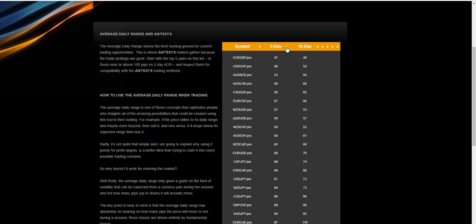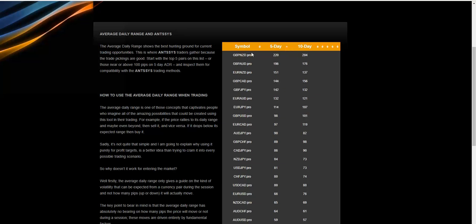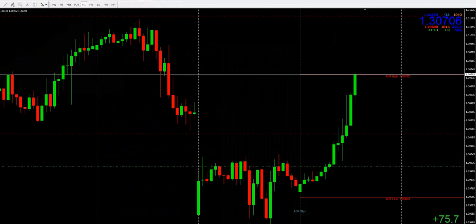You could click on this, and it will show it to you in a different way. Like this, it shows it to you from the highest to the lowest. So you can see all pound pairs. I love my pound pairs. All pound pairs have very high average ranges. There are some pairs I do not trade most of the time because they have low ranges. I want to get a lot of pips for the day, and hence I focus on currency pairs with high ADRs. Now let's go back here.